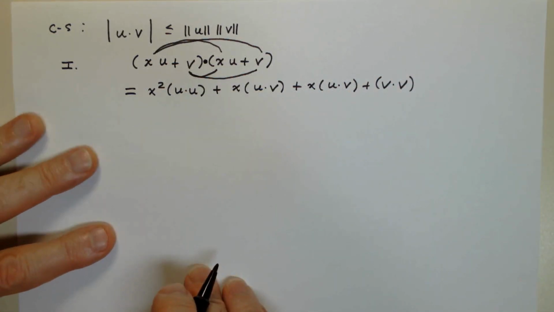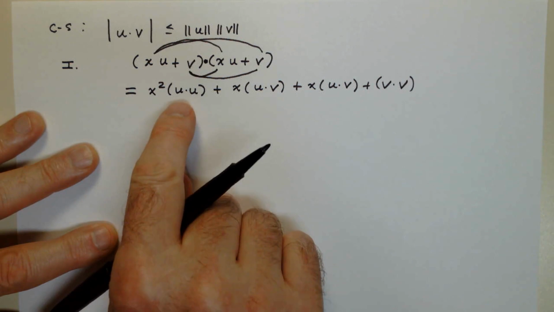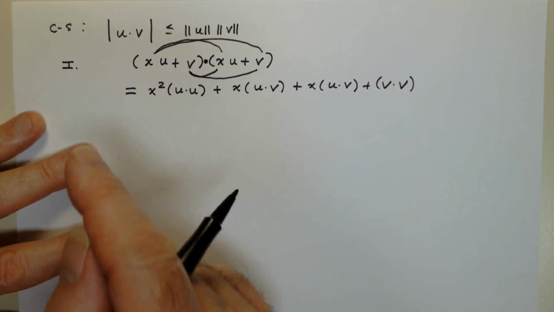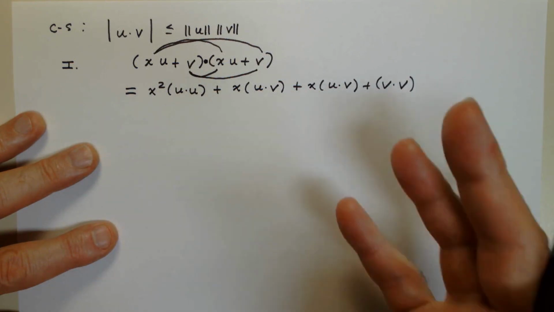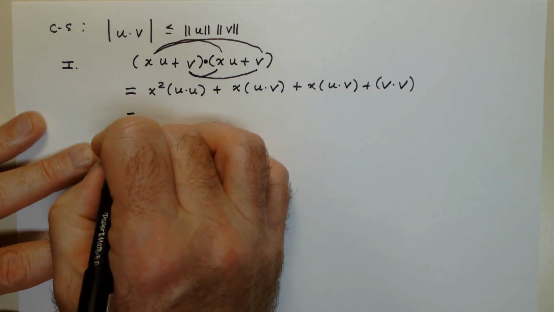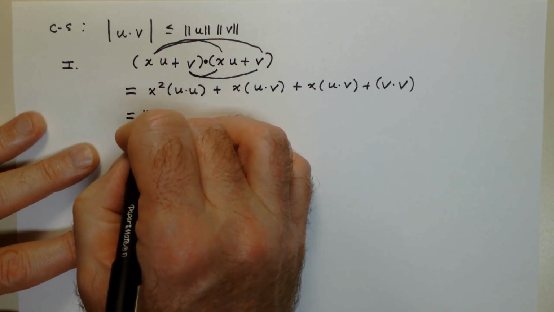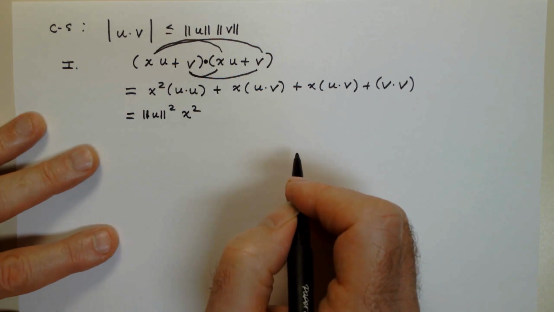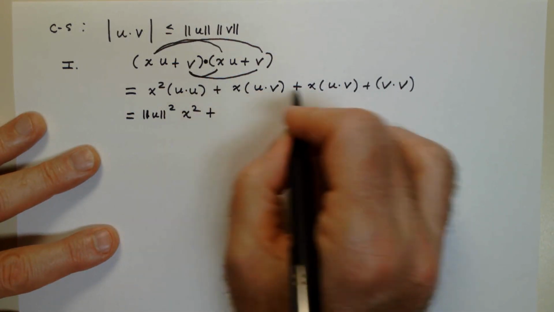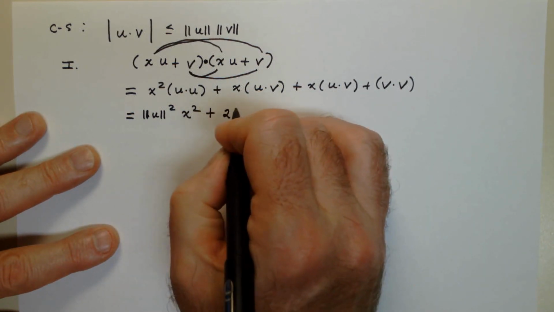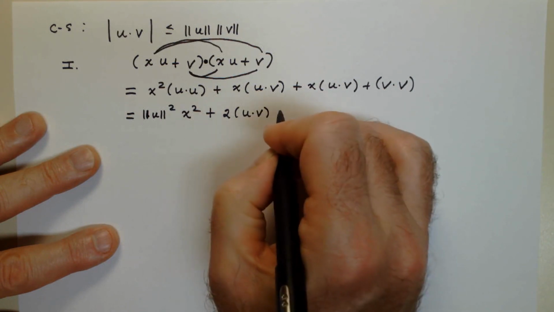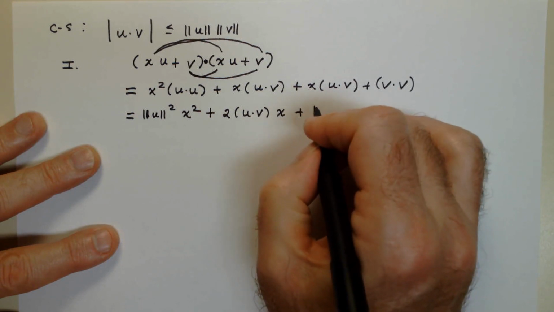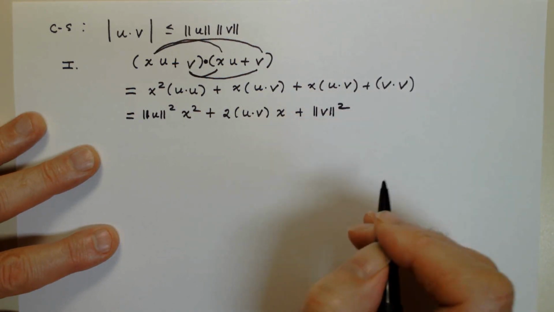Okay, so I've got all these terms. Now, let's do a couple of things. When I see u dot u and I see v dot v, I can think of those as the lengths of u and v squared. So this is now of the form length of u squared times x squared. I can combine these two terms to give me a 2 u dot v x, and I can think of this as the length of v squared.